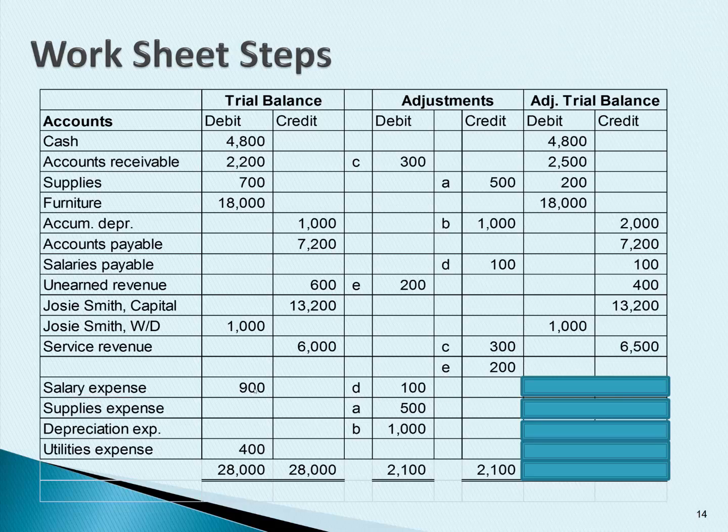Salary expense, we had 900. We increase it 100 more, so it gives us 1,000. Supplies expense, we had 0. We increase it 500, so we now have 500. And depreciation expense, we had 0. We increase it by 1,000, we have 1,000. Utilities expense did not get adjusted. So now what we're going to do is add our debits, put the total here, and add our credits, and put the total here.